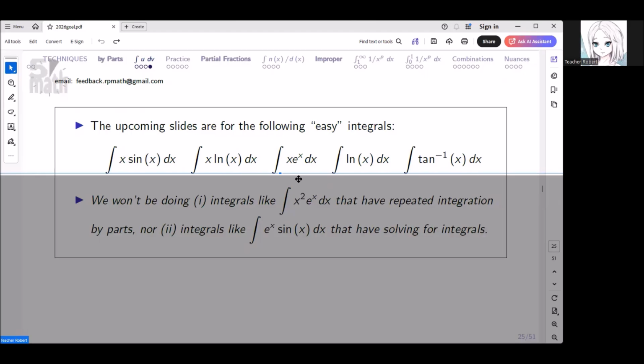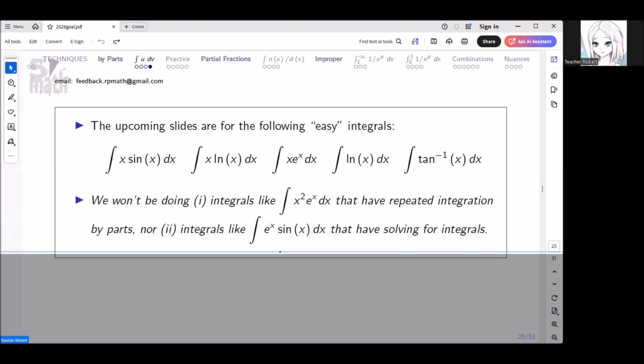Here. We won't be doing 1. Integrals like integral x squared e to the x dx that have repeated integration by parts, nor 2. Integrals like e to the x sine x dx that have solving for integrals.